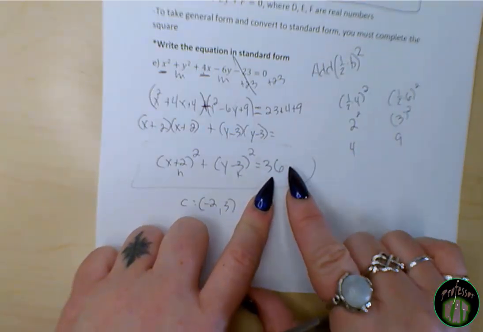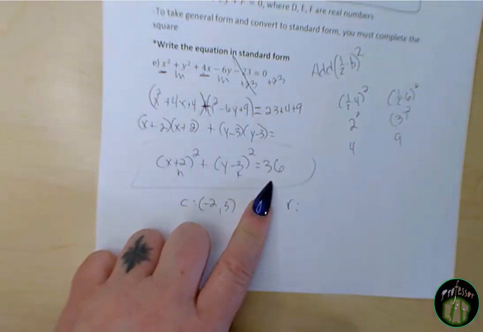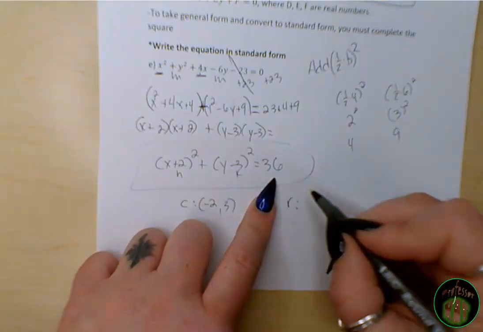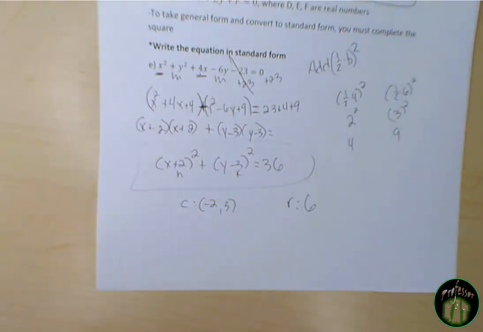Your radius, take the square root of the number that this is set equal to. The square root of 36 is a 6, so our radius would be a 6 there.